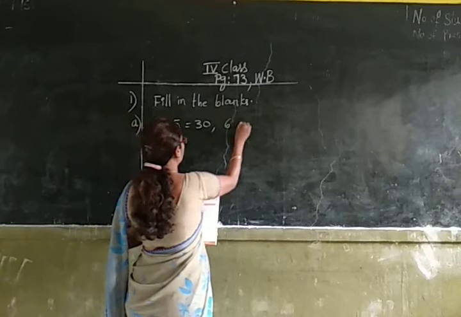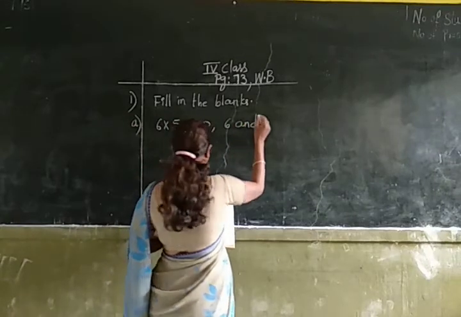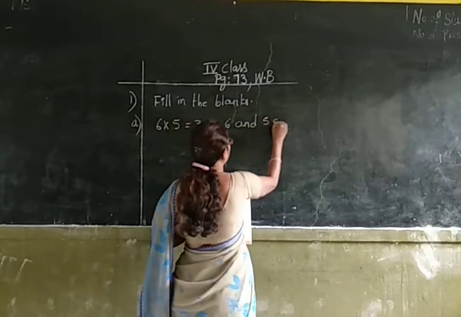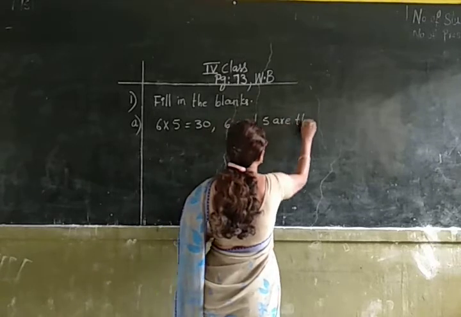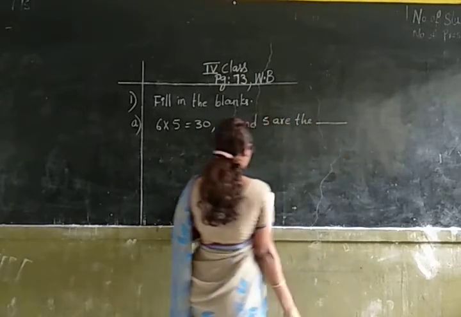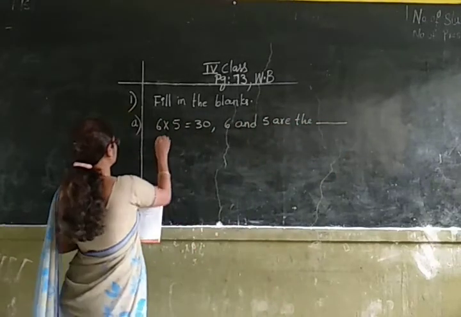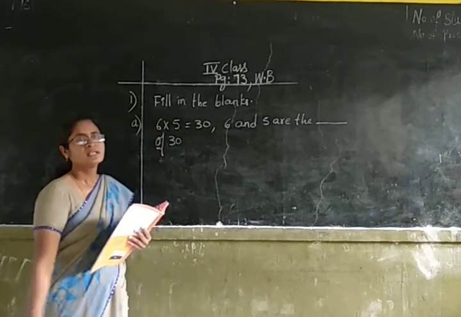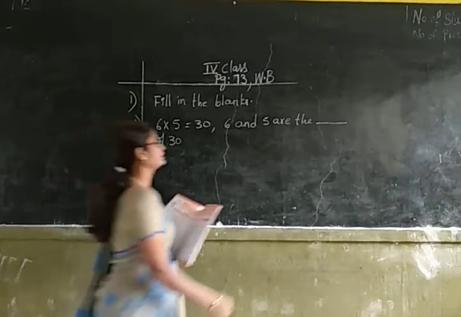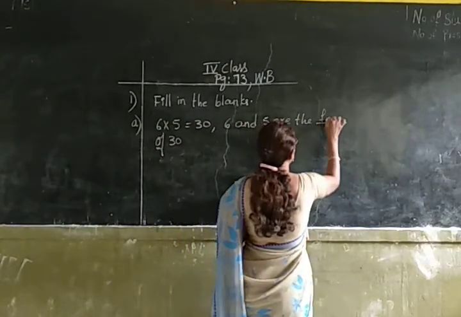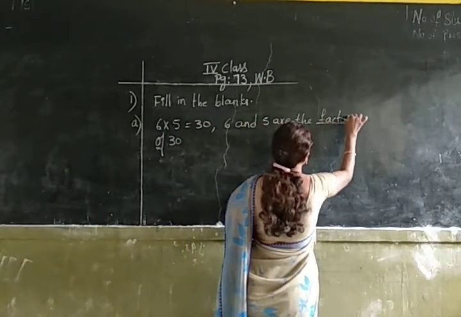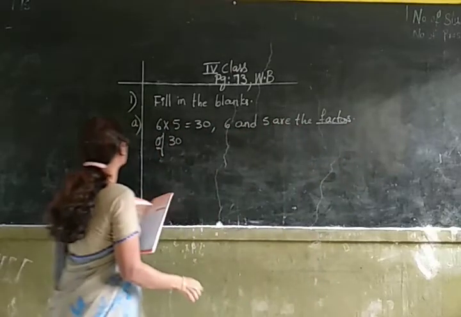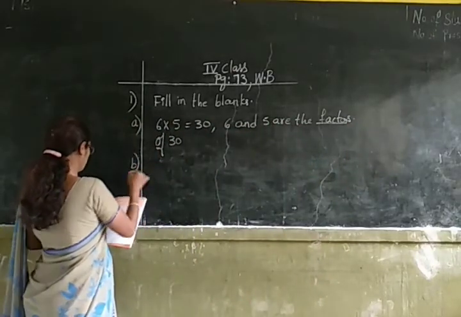6 and 5 are the dash of 30. So what are 6 and 5 for 30? 6 and 5 are factors for 30. Okay children, now let us do the B question.